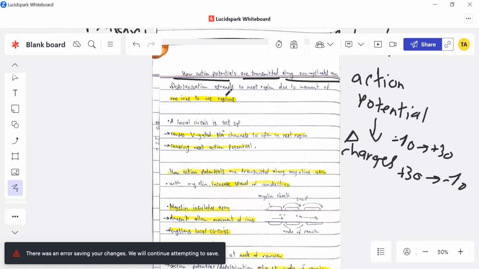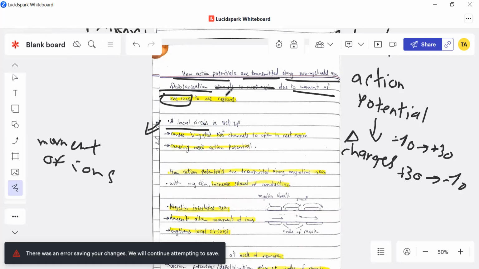This happens through the axon. Depolarization spreads to the next region due to movement of positive ions from one region to another. And because of this, a local circuit is set up. A local circuit is movement of ions.